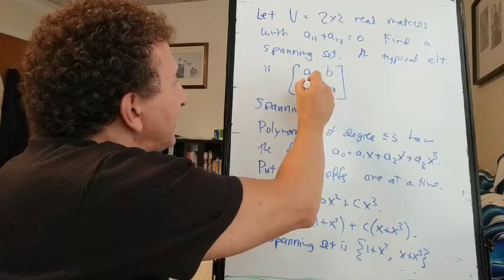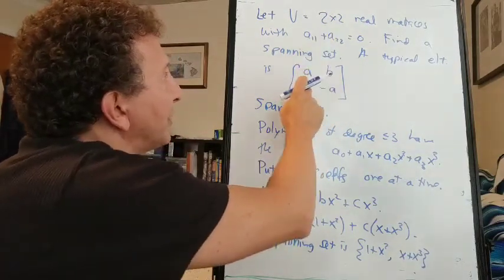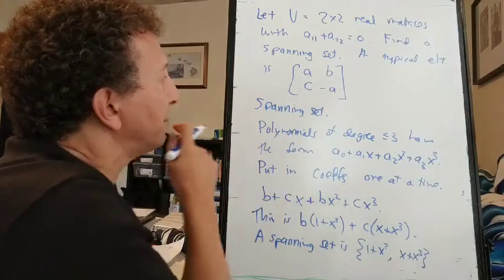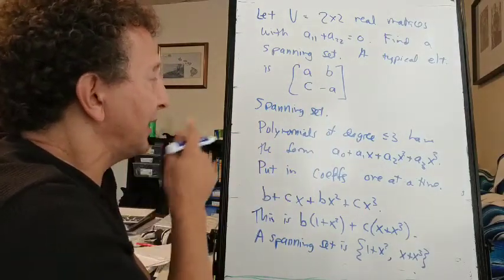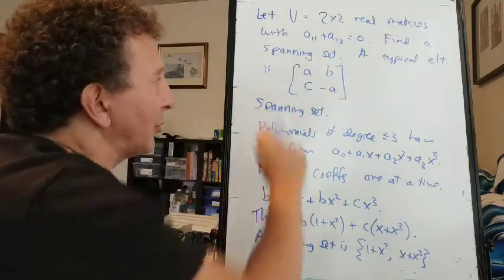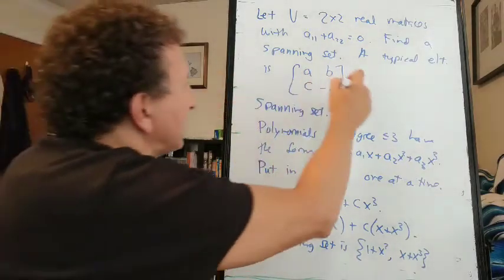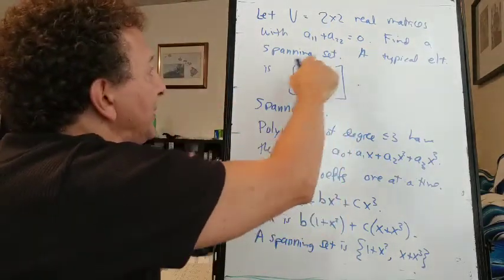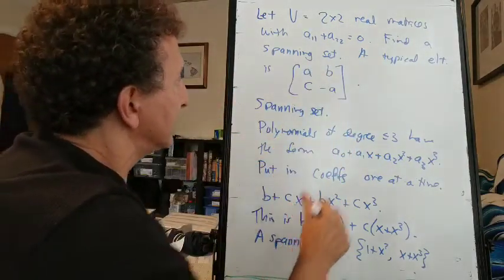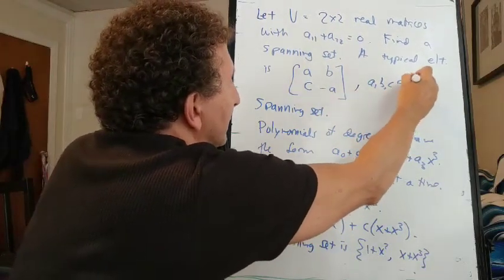Similarly, if we put a C here, there's no condition telling us what the 2, 1 position has to satisfy, how it has to relate to other entries. So putting a C here doesn't force anything else to happen in the matrix. So a typical element is this. It's going to be something in the form A, B, C, negative A, where A, B, and C are real numbers.